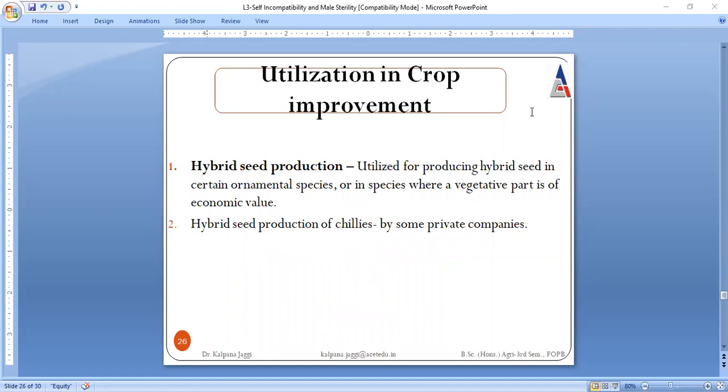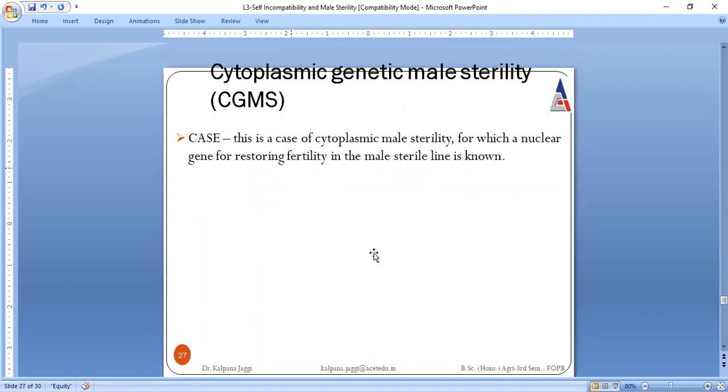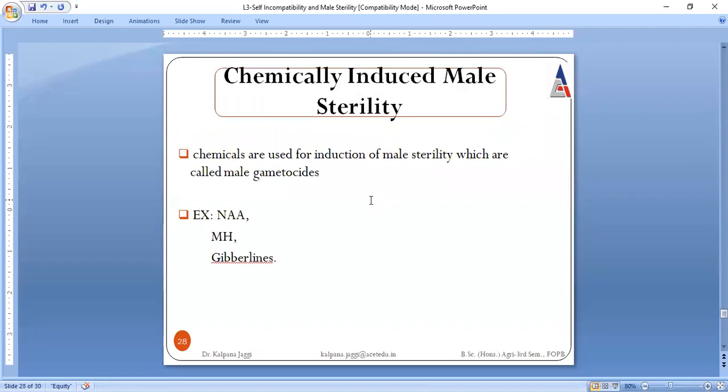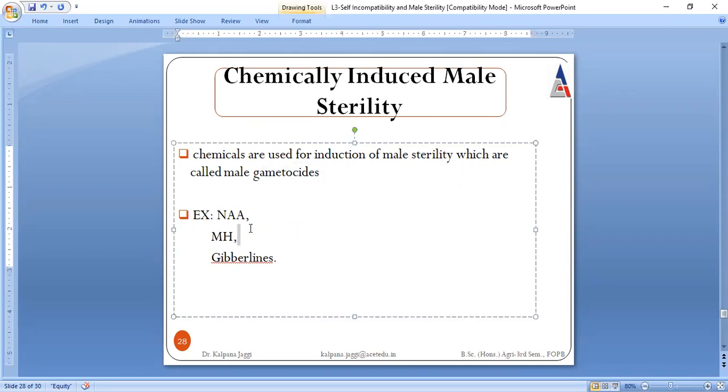Then we have cytoplasmic genetic male sterility. This is the case in which a nuclear gene that restores fertility is also known. It is abbreviated as C for cytoplasmic, G for genetic, and male sterility. And chemically induced means chemicals are applied so that there is no more presence of the functional male part, that is, the pollen grains. The chemicals utilized for inducing male sterility are called gametocides. Examples of gametocides are naphthalene acetic acid and gibberellins.